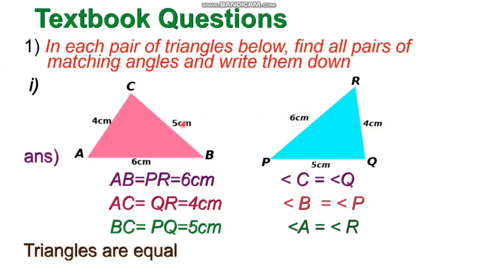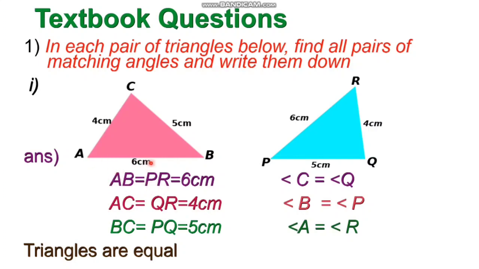From this we get the three sides of triangle ABC are equal to the three sides of triangle PQR. If so, we can say that the two triangles are equal triangles. And in the last class, you have studied if three sides of a triangle are equal to the three sides of another triangle, then the triangles are equal and the angles opposite to the equal sides are also equal. Now we are going to write the equal sides and angles.